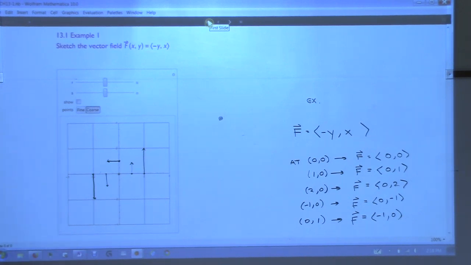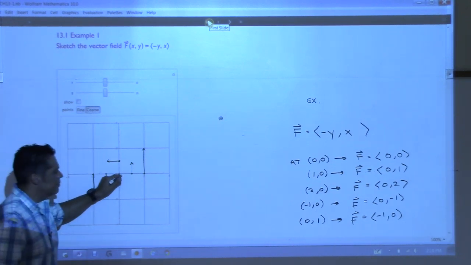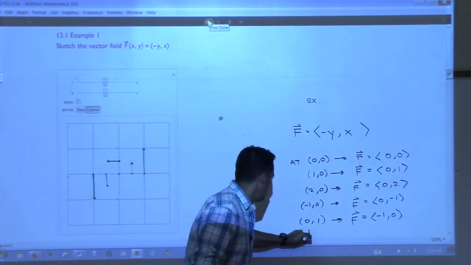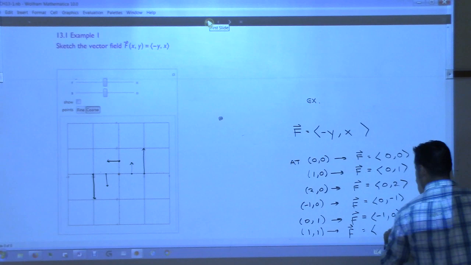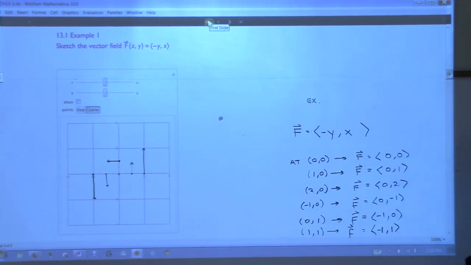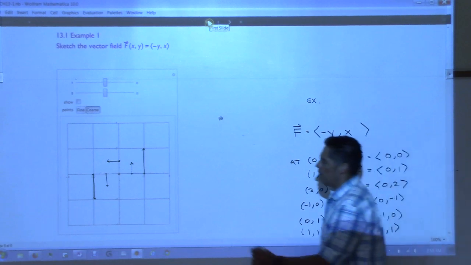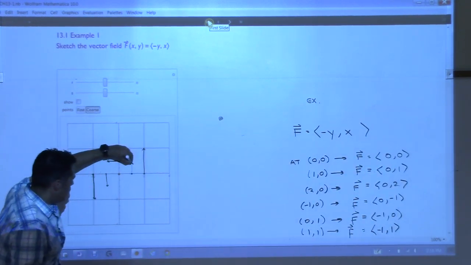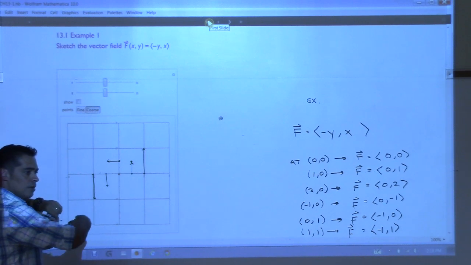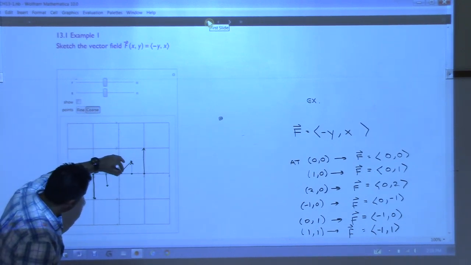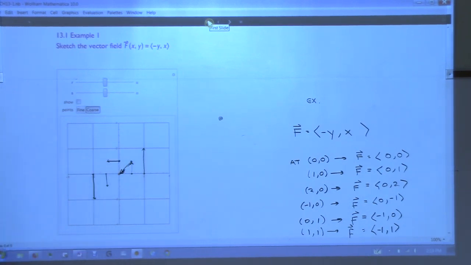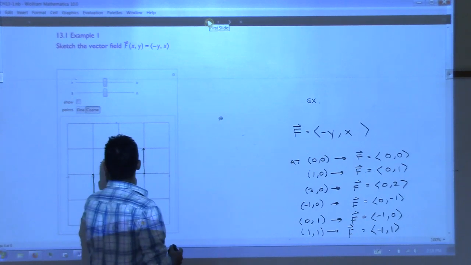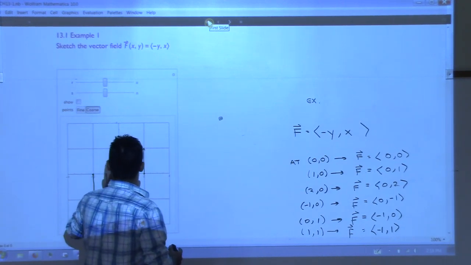Right? Okay. Now, we could do this all day long, right? At every single point, we could pick other interesting points like 1, 1. Let's do one last one. What would happen at 1, 1? What would our vector be? Negative 1, 1, right? So at 1, 1, we would have a vector that points left 1, up 1, like this. Okay.